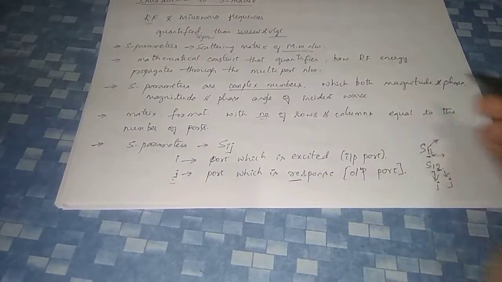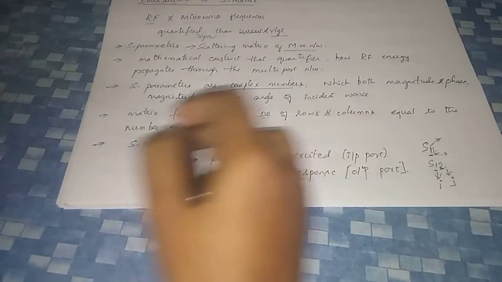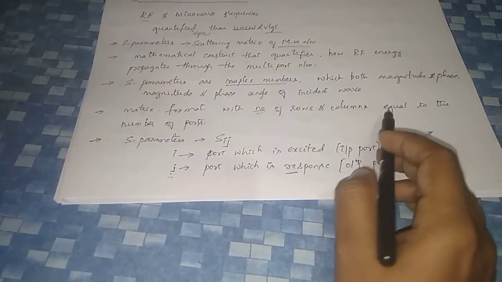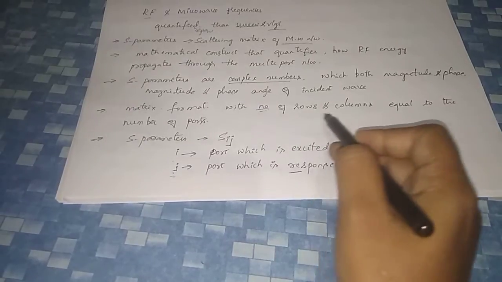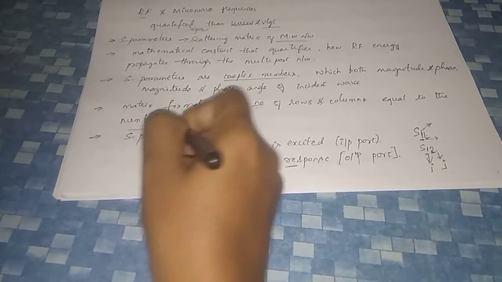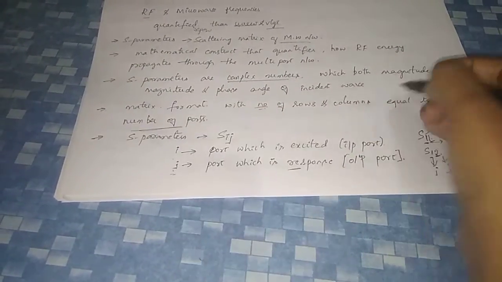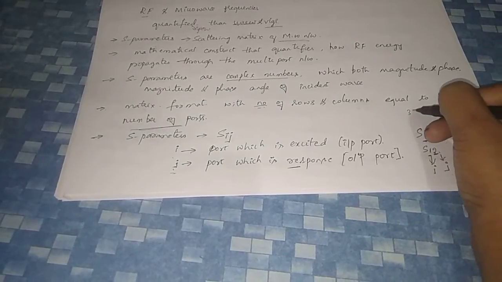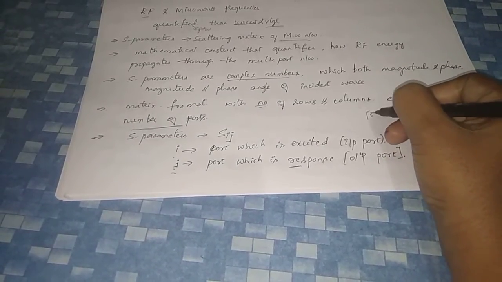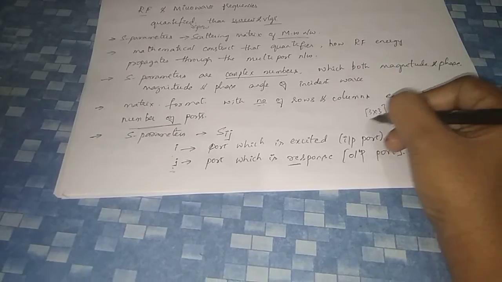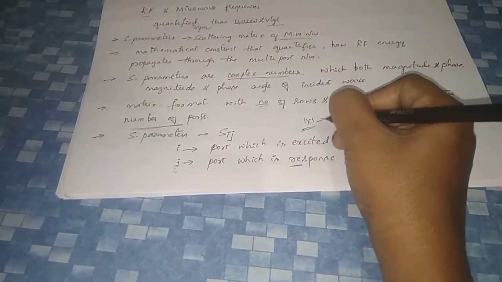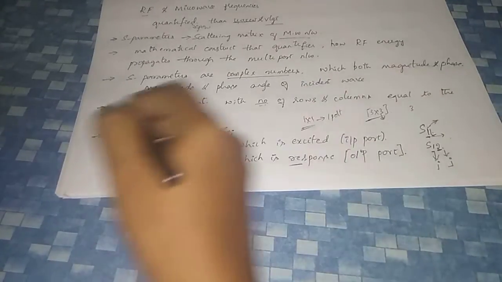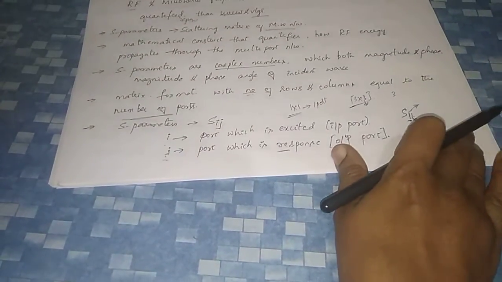It is a complex number, having both magnitude and phase. The matrix format has a number of rows and columns equal to the number of ports. So if you have a 3 cross 3 matrix, the number of ports is equal to 3. A 1 cross 1 matrix represents 1 port. So that is what this statement is.